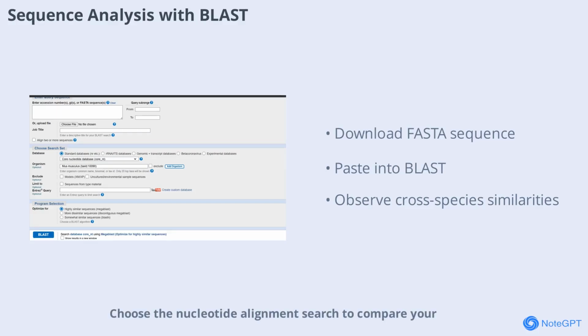Choose the nucleotide alignment search to compare your sequence against a vast database of genetic information. Run the search and observe the results. You'll see similar sequences from various species, highlighting evolutionary relationships and functional similarities. This process is a cornerstone of comparative genomics, allowing you to discover how genes are conserved or differ across life forms. Congratulations, you've completed your first real comparative genomics workflow.